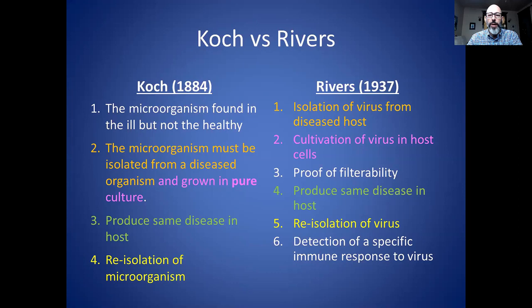Because if you can't find a virus in a sick person with the disease that you're looking at, then how can you really say that it causes that virus? However, I'm going to give it a pass because they're using the Rivers criteria, so I will apply the Rivers criteria. And you can see that it definitely requires isolation of the virus from a diseased host, just like Koch's criteria. And also, there's a slight difference in how it's cultivated because viruses are not living organisms.